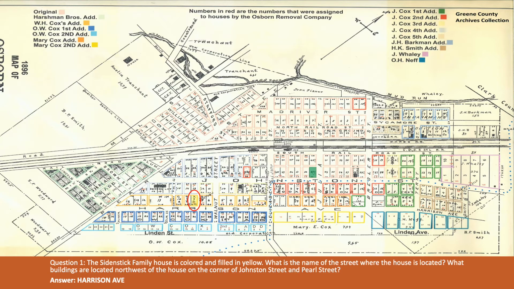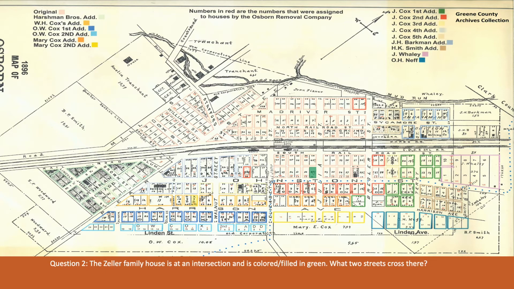So the second part of that question is, what buildings are located northwest of the house on the corner of Johnston Street and Pearl Street? If we're going to go northwest, then we're going to go up to Johnston Street from the Sidestick family's house. And then we're going to go west, which is left. That will take us to the corner of Johnston and Pearl Street. And then you'll see there on the corners, we have the school lot and a church.